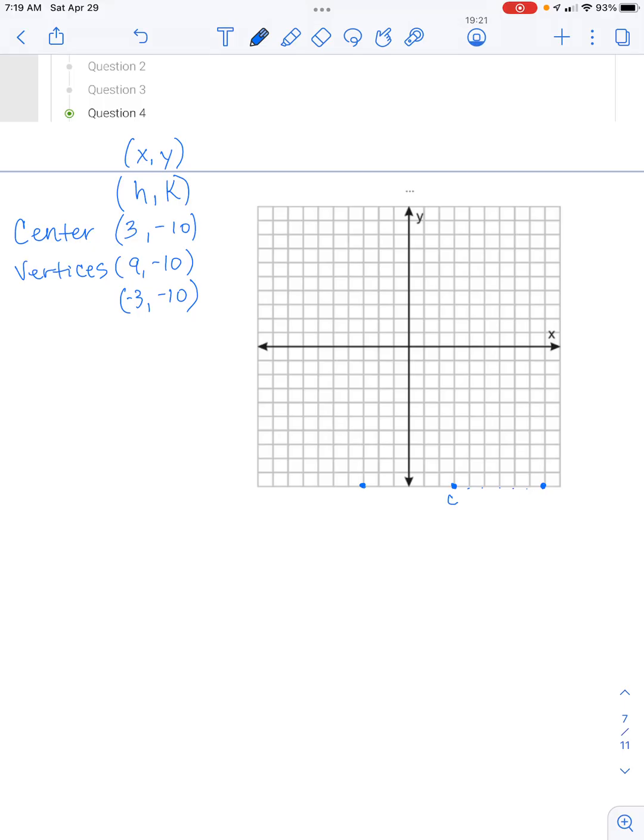All right, so let's take a look at our h and k values and determine which one is changing. So from the center to the vertices, you can see that the k value is very steady, right? It's at -10 in all 3 points.